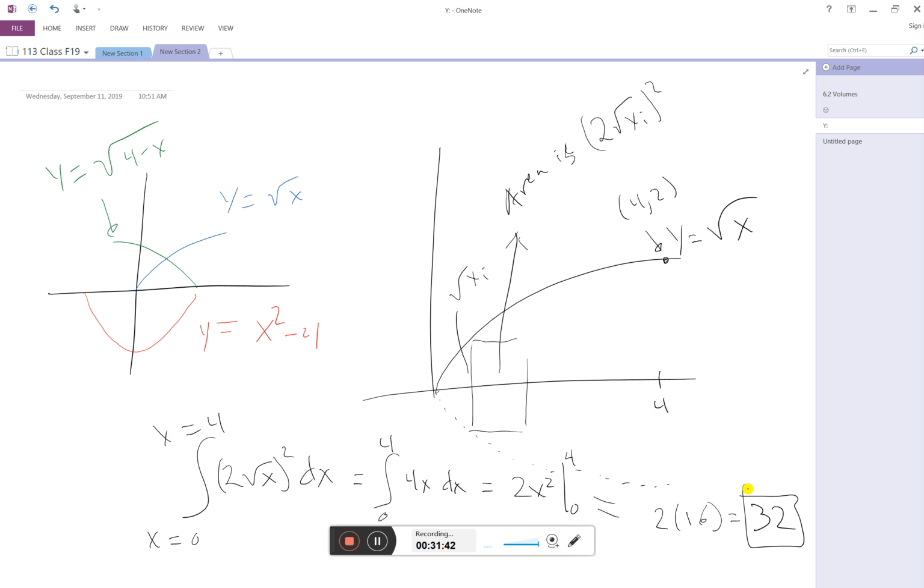What are all of the values where I'm accumulating volumes or areas? 0 to 4. I'm getting slices all along here where I'm accumulating. I start at 0 and I end at 4. So my bounds are 0 to 4. You go and you work it out, you get 32. Okay, questions? Yes?